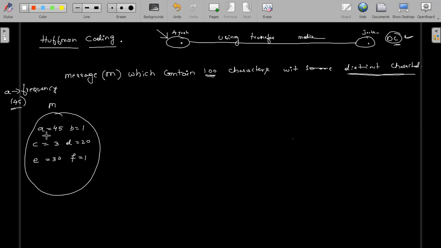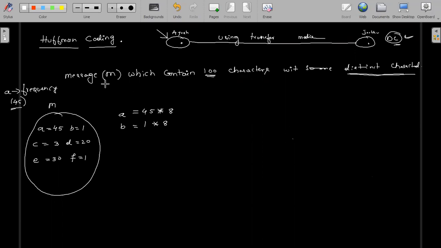For each and every character, I will write it down also. See, A, how much is it taking? 45 times it is repeating, into 8 bits. Again B, that is equal to 1. How many times is it repeating? 1 time. Frequency is 1 into 8 bits. Why 8 bits? You can ask me, sir, why 8 bits.